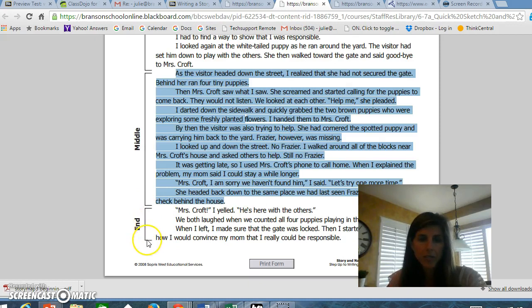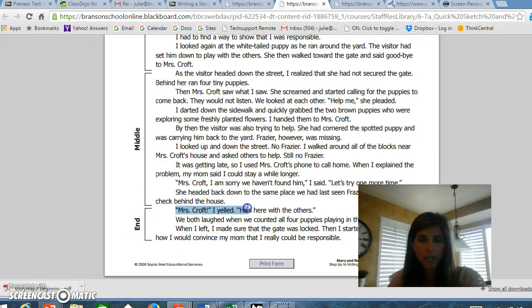This is kind of a short ending, and that's completely fine. "Mrs. Croft," I yelled, "he's here with the others!" We both laughed and we counted all four puppies playing in the yard. When I left, I made sure the gate was locked. Then I started thinking about how I would convince my mom that I really could be responsible.